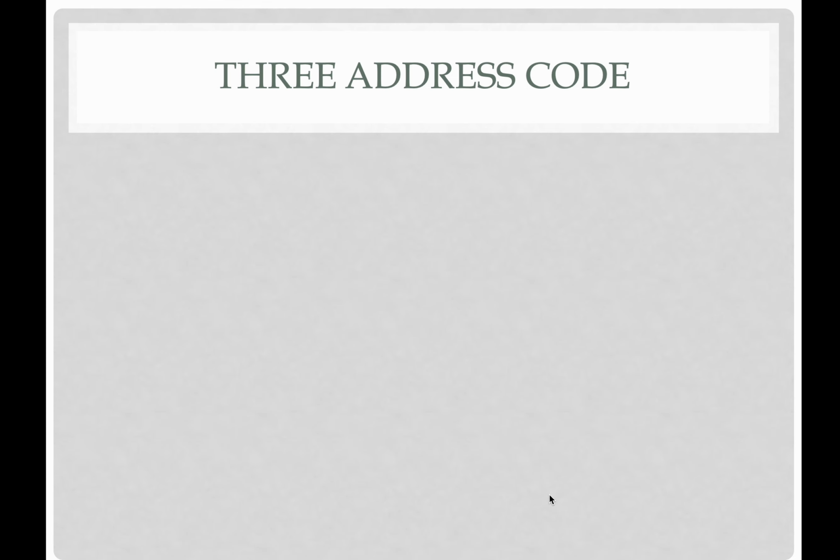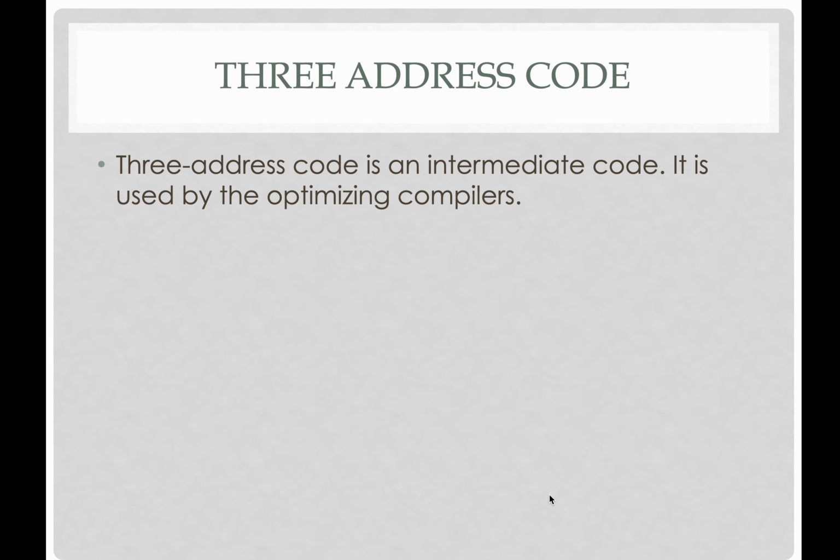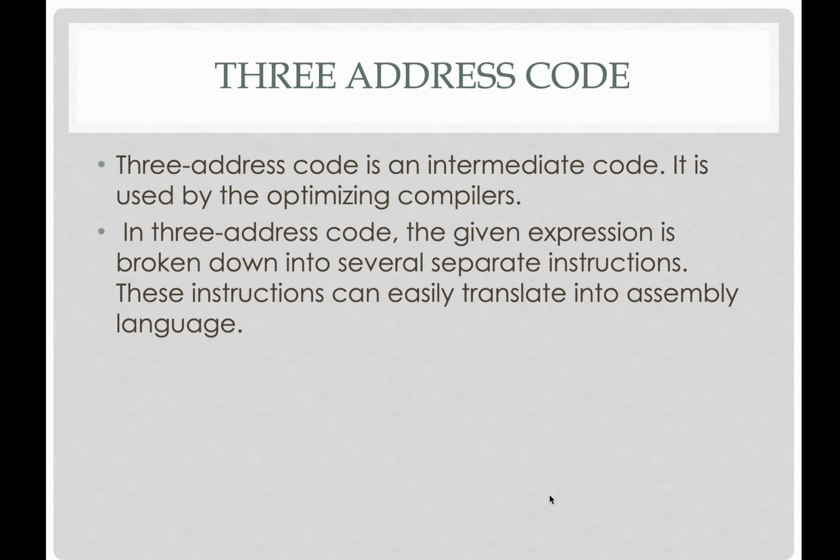Three address code is generated by the intermediate code generator, and the intermediate code generator is the fourth phase of the compiler. Three address code is an intermediate code. It is used by optimizing compilers. In three address code, the given expression is broken down into several separate instructions. These instructions can be easily evaluated by the compiler and translated into assembly level language.